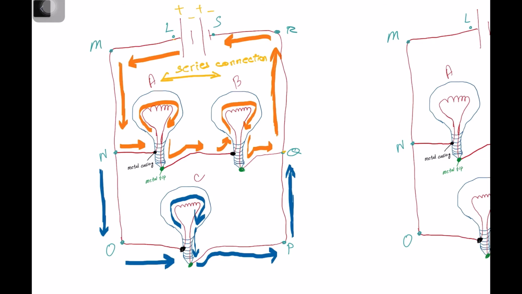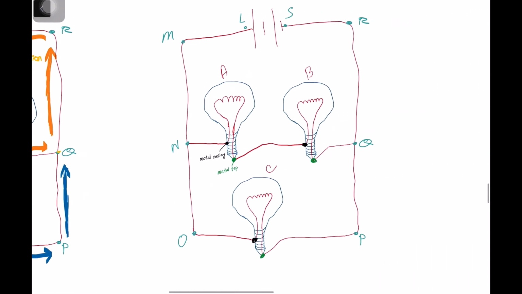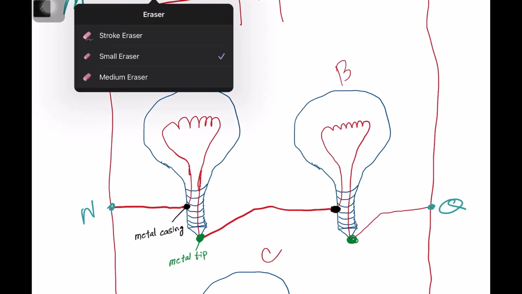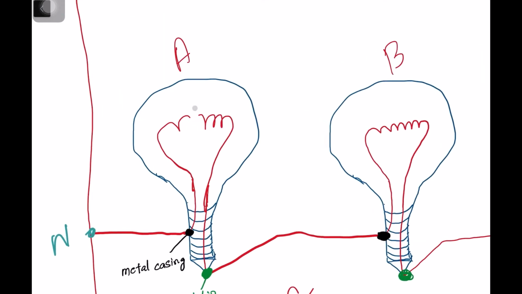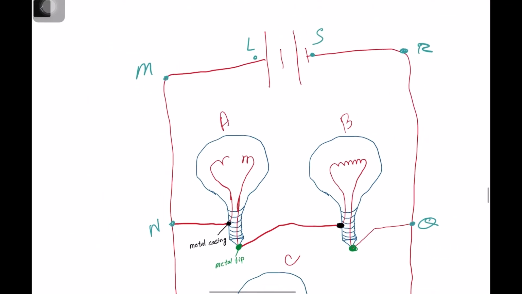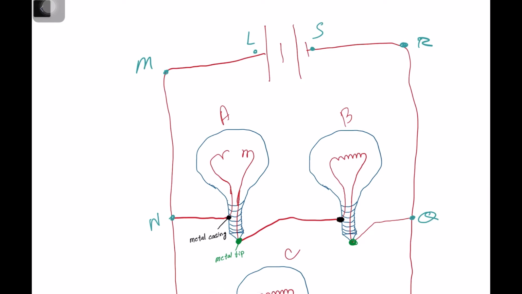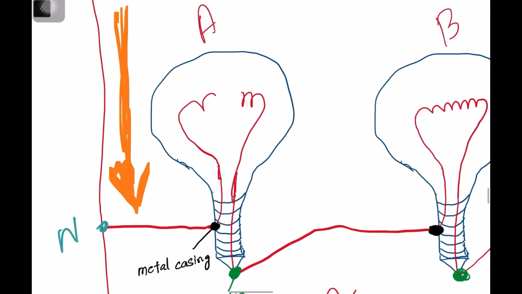However, it is given that bulb A is blown. So over here we have bulb A, which unfortunately, due to most probably overheating, which I just explained previously, is blown. So there's a break in the circuit because this filament has melted away. So now let's redraw the path of the current. First, it would flow from L to M, and then from M to N. And then from N it would flow into the bulb like this.